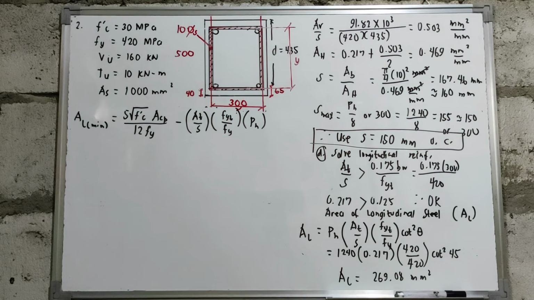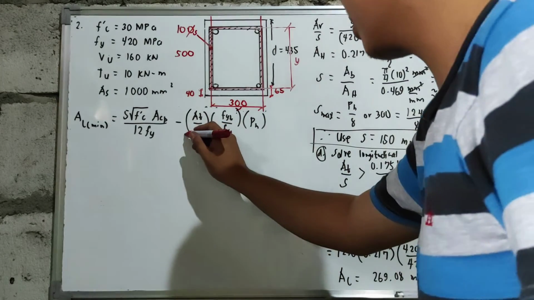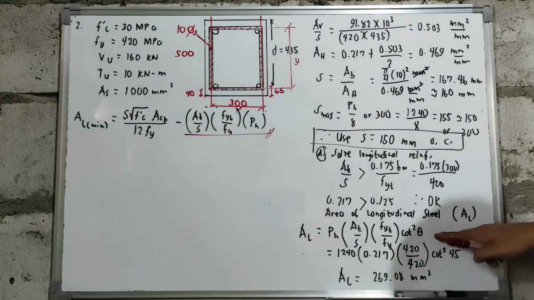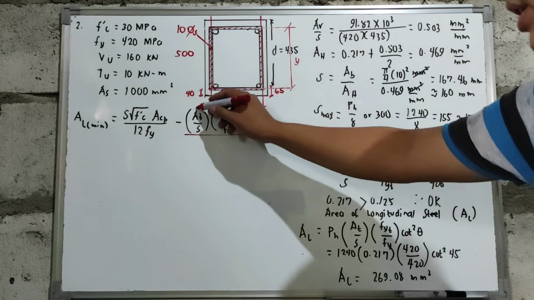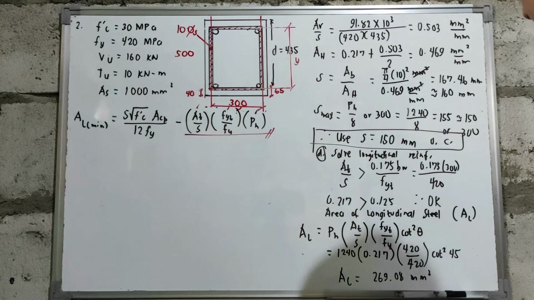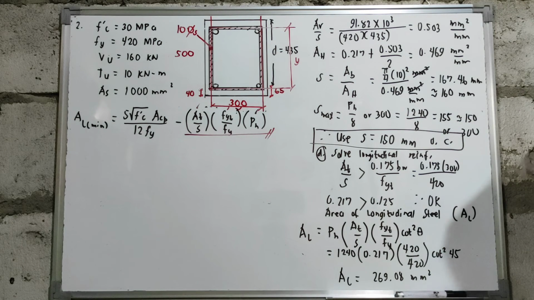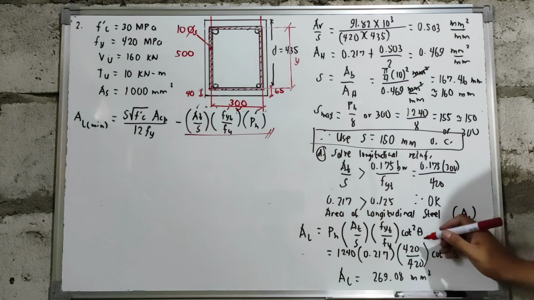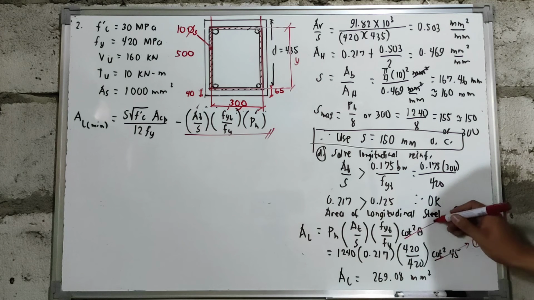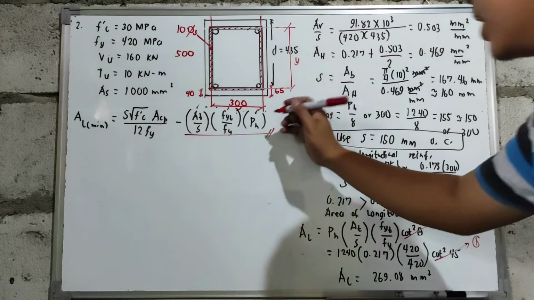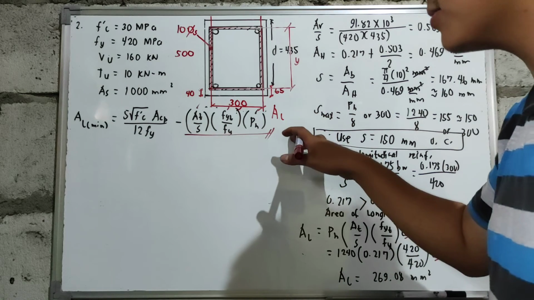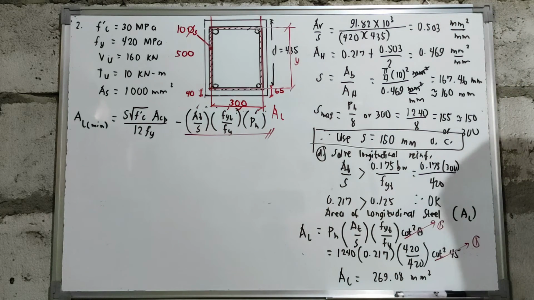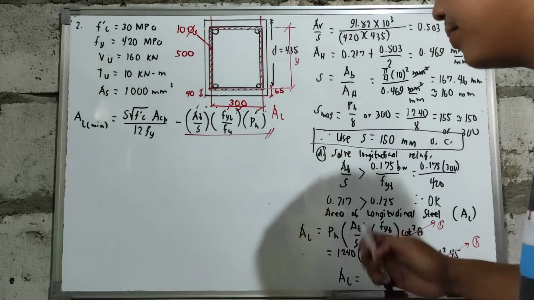So kung mapapansin natin dito, itong formula natin on the second term, parehas lang naman sila ng format nito. pH, ito yung pH, yung A_t/S, yung Fyt, parehas lang naman sila. And then yung cotangent squared theta natin, this is cotangent squared 45. So this is equal to 1. So meaning to say, pwede natin sabihin na this is the value of your AL. As long as for non-prestress, pwede tayong mag-shortcut dito. So let us now solve.